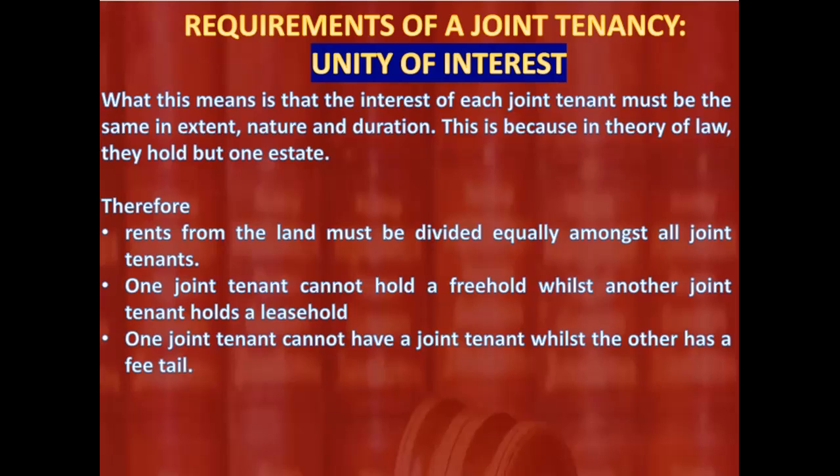And like I've said, once we have unity of interest, it means that one person cannot have a freehold for the other person to have a leasehold. One person cannot have a fee simple for the other person to have a fee tail. Once you have a joint tenancy, all joint tenants must be holders of a freehold, or all joint tenants must be holders of a leasehold, or all joint tenants must be holders of the remainder in possession, as the case may be. You cannot have a joint tenancy with people having different interests. Each joint tenant must have the same interests, and the interest must be the same in extent, the same in nature, and the same in duration.